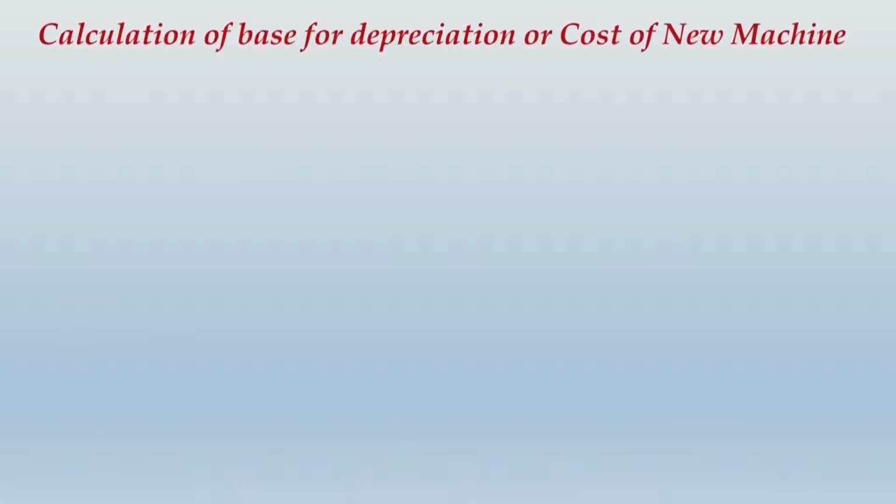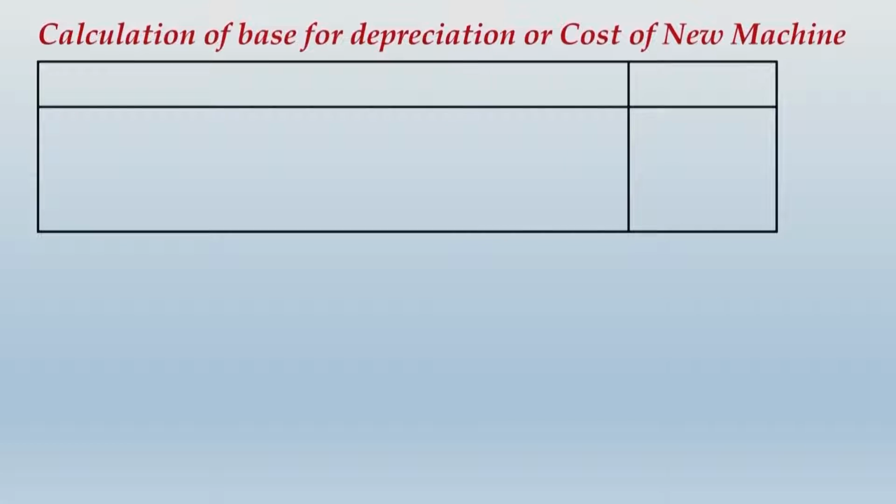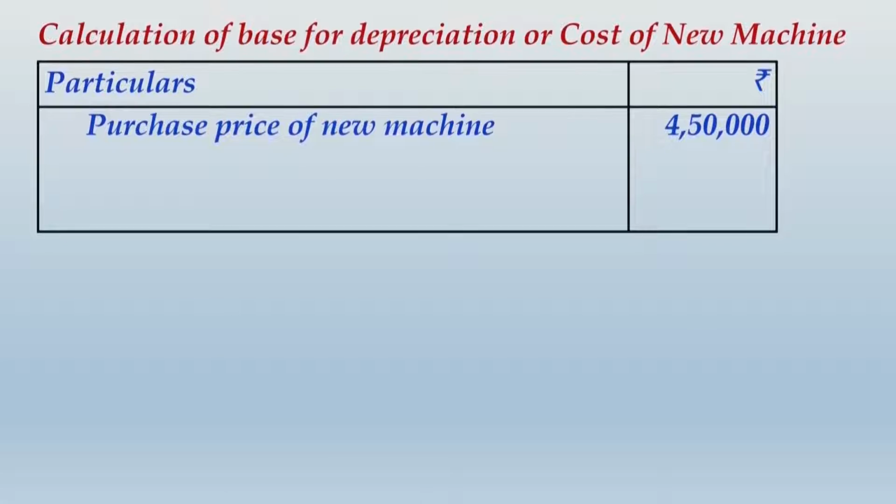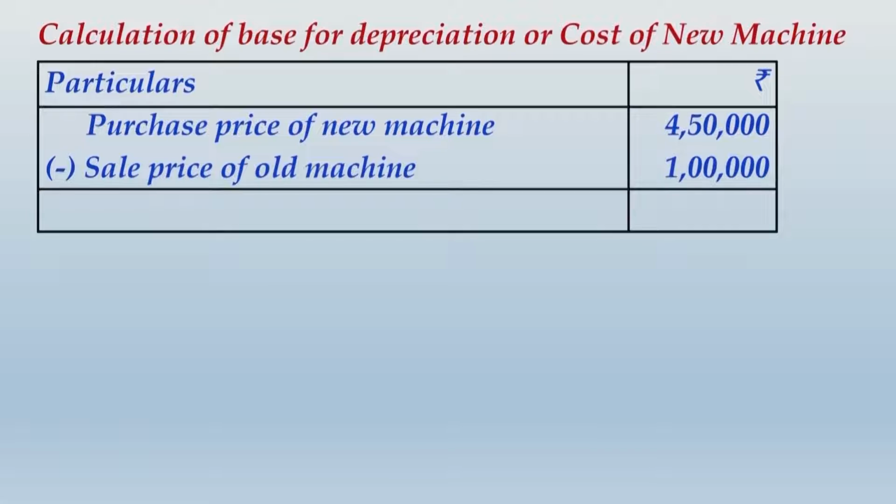In your solution, we will first calculate the base for depreciation or cost of the new machine. Now notice one thing, the existing block contains only one asset and it is fully depreciated, means the opening balance of the block is 0. So we directly get started with the purchase price of the new machine and subtract the amount that you have recovered on sale of old machine, and that will give you the net balance of block, which is for the purpose of base for depreciation as 3,50,000.